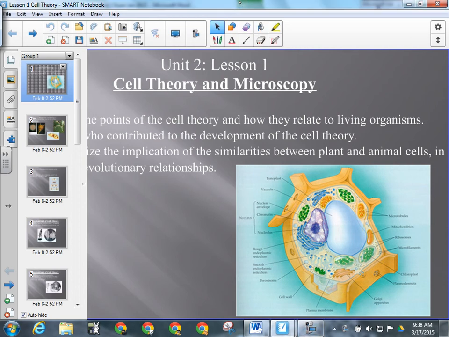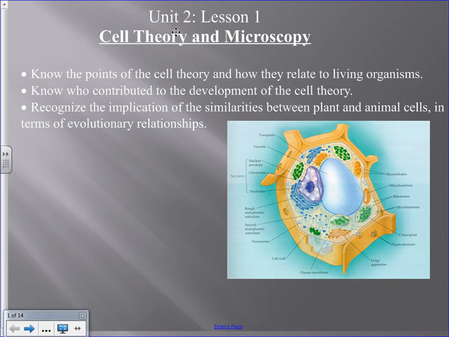So, we're going to start Unit 2 here, guys. And we're going to talk about cell theory and microscopy today. Basically, we start all the units with a little bit of the history of the science and what's the basic unit of that particular branch of science. The basic unit of chemistry is the atom. The basic unit of biology is the cell.